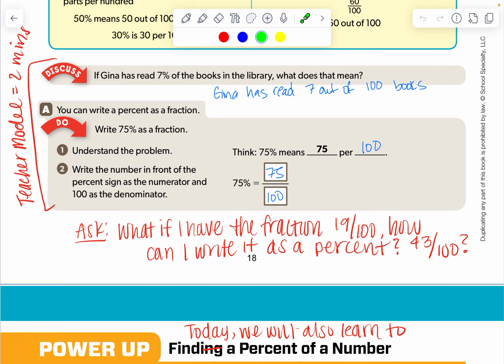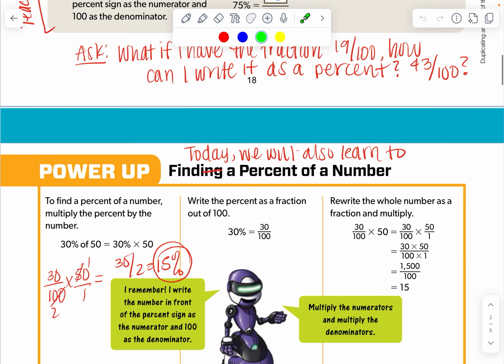What if I have a fraction? What if I have the fraction 19 out of 100? How would I write that as a percent? Students should say 19%. What about 43 out of 100? Students should say 43%. And then you can even go back to say, okay, well, how do I write 76% as a fraction? And students should say 76 out of 100, right?